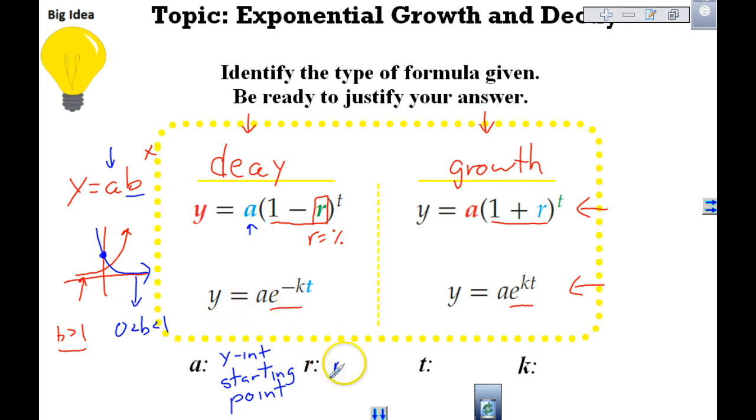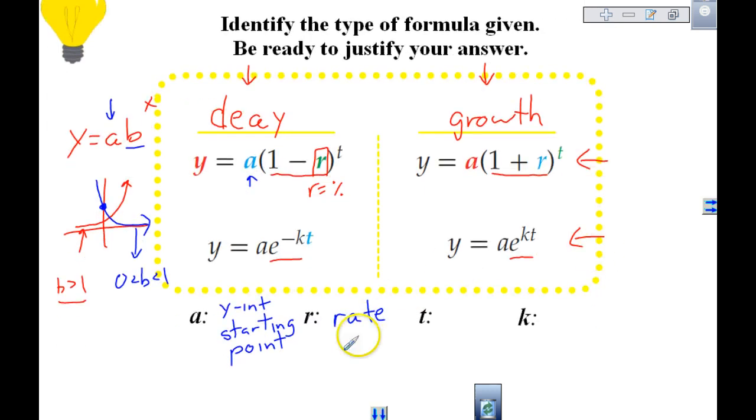Again, we already said r is like the rate. Little side note: if you're given a rate of 10%, make sure you use 0.1. If you're given a rate of 5%, make sure you use 0.05. Always enter it as a decimal. Time can be anything: years, months, weeks, depending on the problem. Note that's what we're going to be solving for.